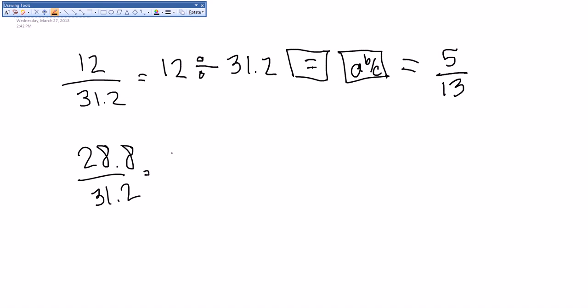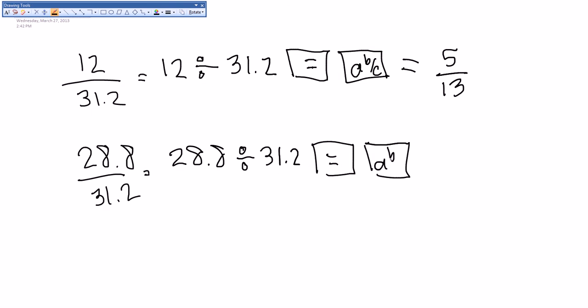Let's see what we get. We have 28.8 divided by 31.2. We press our equals key, we press our A B C key, and we get 12 over 13. This is a skill that you've got to master. So remember, use your calculator efficiently. Don't let it use you.